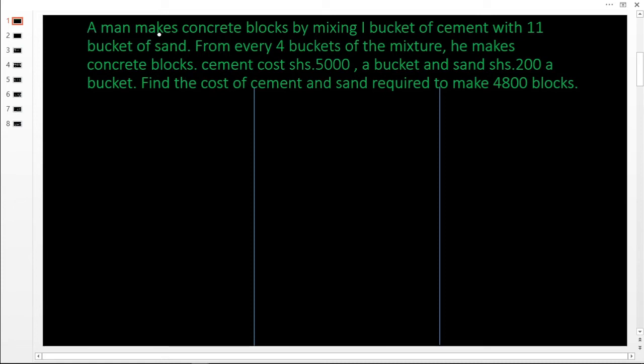So they are telling us that a man makes concrete blocks by mixing 1 bucket of cement with 11 buckets of sand.